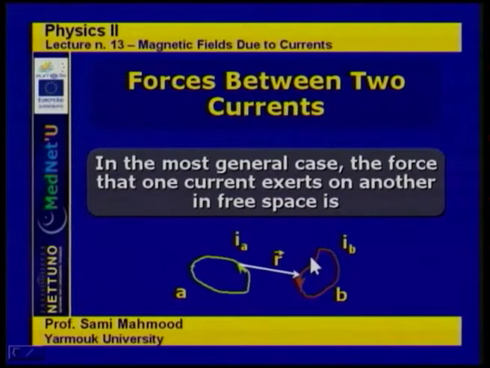Here we take the most general case where we have two loops of arbitrary shapes, loop A and loop B, and loop A is carrying current IA, and loop B is carrying current IB, and we would like to evaluate the force of interaction between these two currents. Of course, the force acting on one is exactly the same as the force acting on the other, but in opposite direction, because it's like an action-reaction pair.